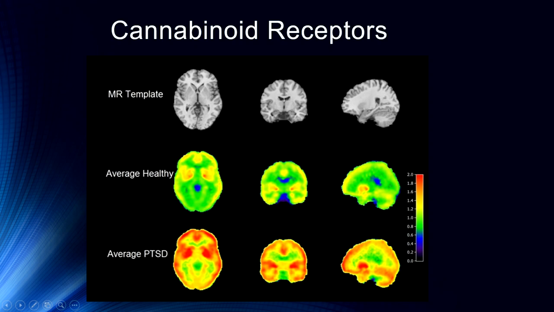Now, of course, there are two things that are possible here. One is that somehow trauma has led to an increase in the number of cannabinoid receptors, or, and I would say this is probably more likely, there's something about those individuals who suffer from PTSD that made them more susceptible to PTSD to begin with.